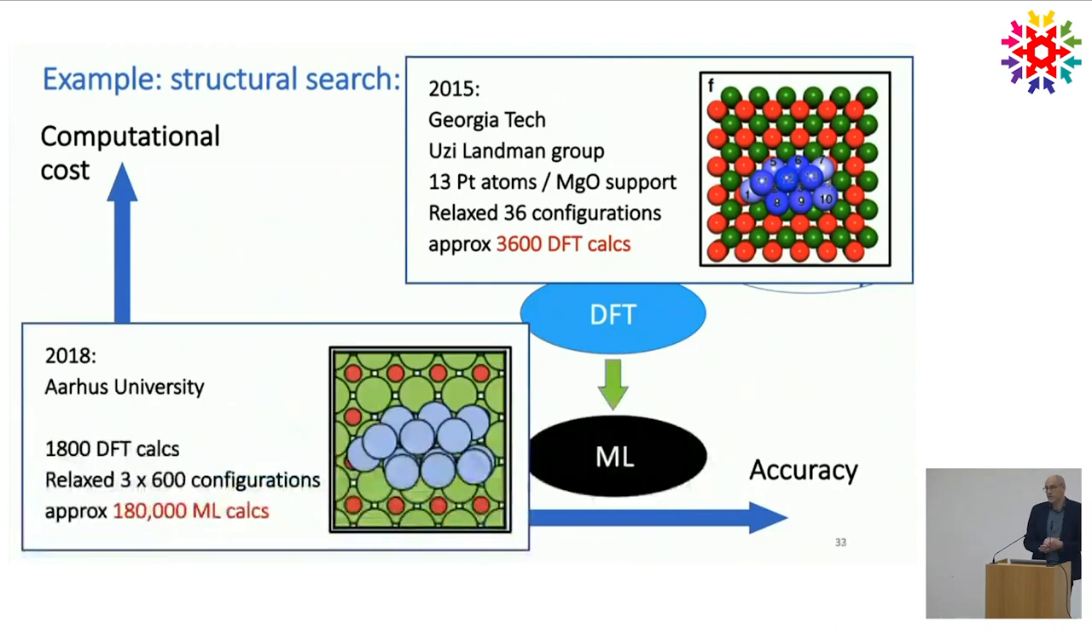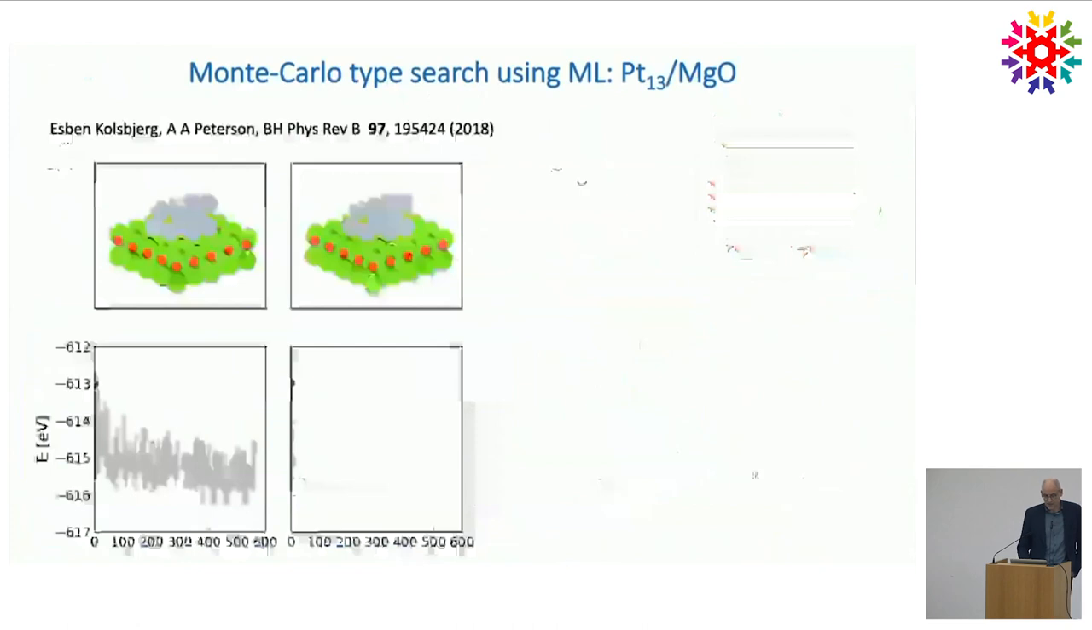And then what we did was we adopted this neural network approach. We did Monte Carlo searches, but in a model landscape described by the network. And I'll show in a minute how we trained the network. In total, we did 180,000 energy evaluations, out of which only less than 2,000 were DFT calculations. So we spent like half the effort of the Landmann group on the DFT side, and then we spent a whole lot more time on the neural network side. And here's a simulation of what came out.